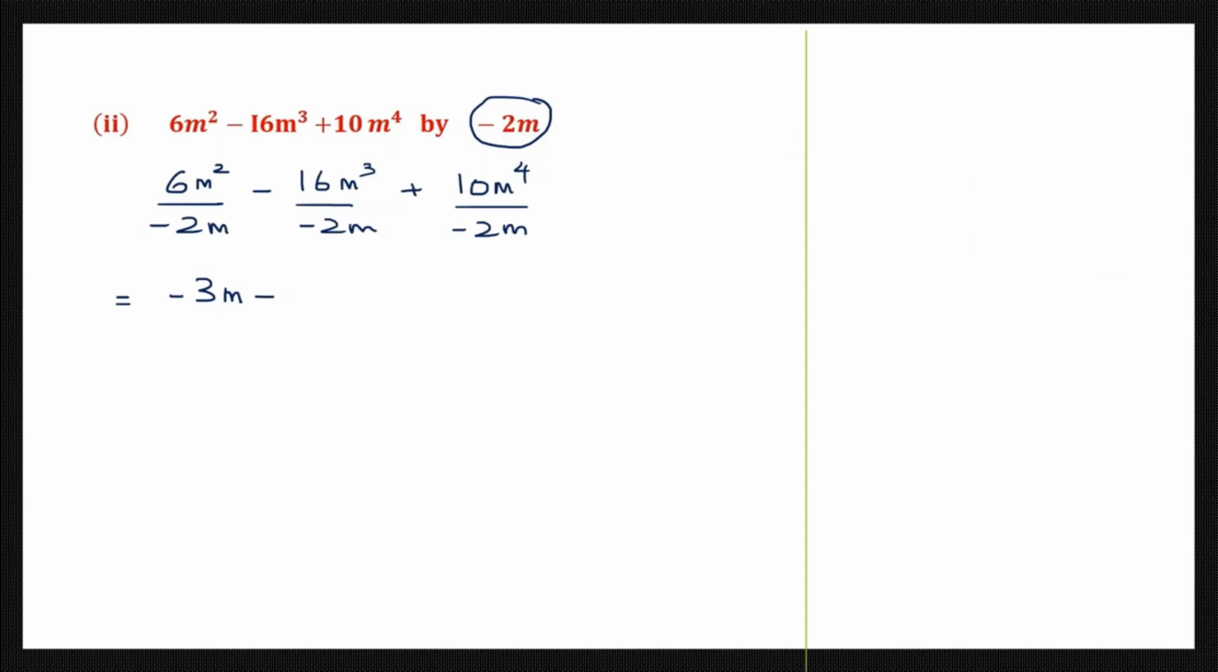That is minus 16m to the power of 3 by minus 2m. So that's minus 16m to the power of 3 by minus 2m, which becomes minus 16 into m to the power of 3 by minus 2 into m. So first thing we do is minus into minus becomes plus. Then we cancel 2 and 16. 2 ones are 2, 2 eights are 16.